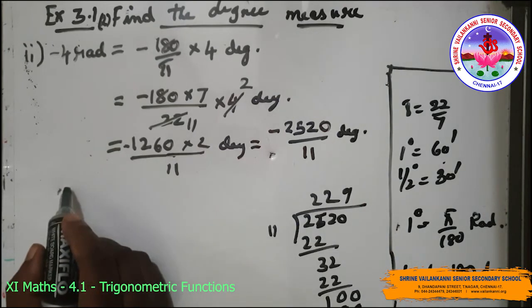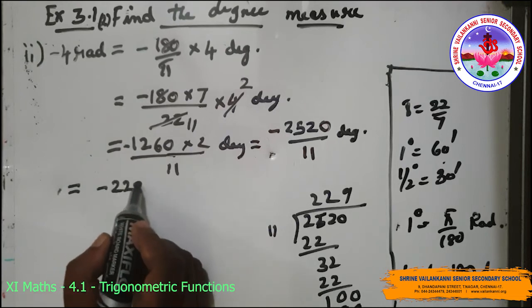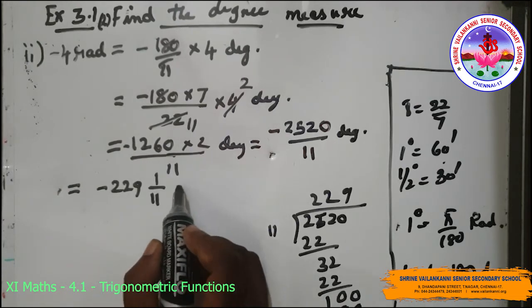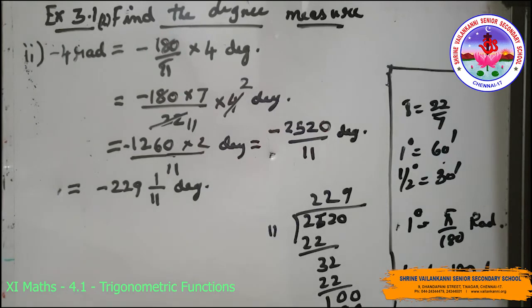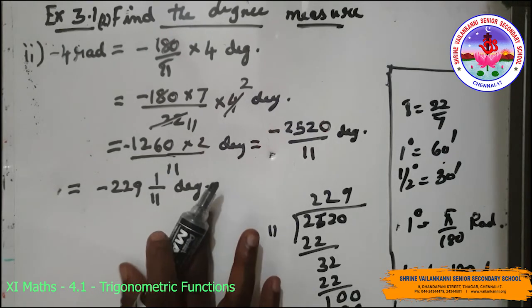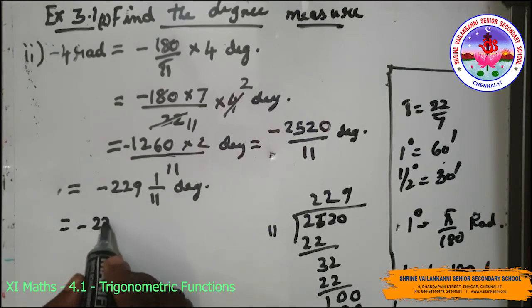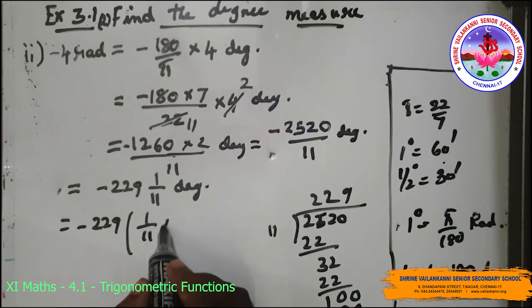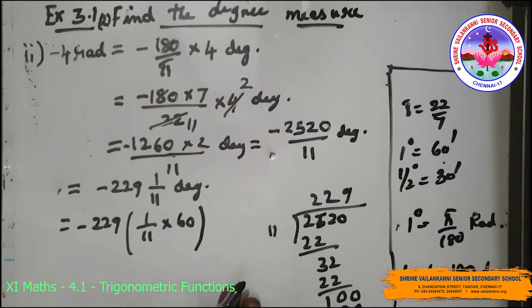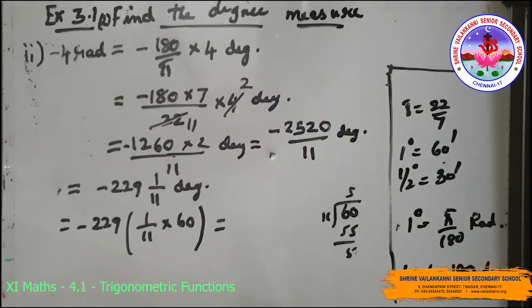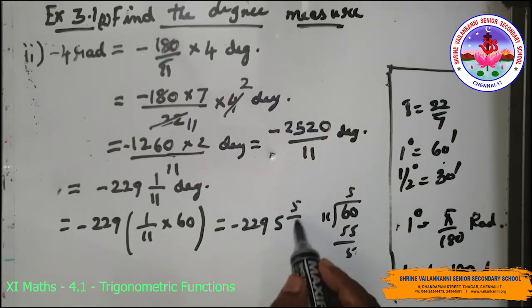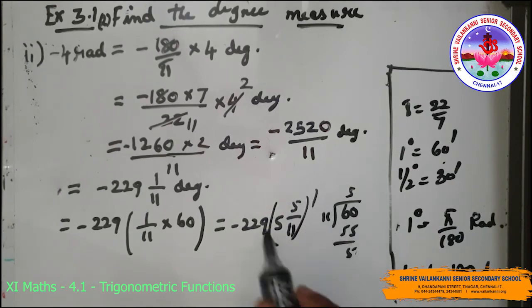So when we divide this, we get minus 229 1 by 11 degree. So we have to convert this 1 by 11 degree into minutes. So multiplying this into 60, which is equal to minus 229 1 by 11 into 60, which is equal to 60 by 11. So dividing 60 by 11, we get minus 229, 5 by 11 minutes, that is minus 229 degree, 5 by 11 minutes.